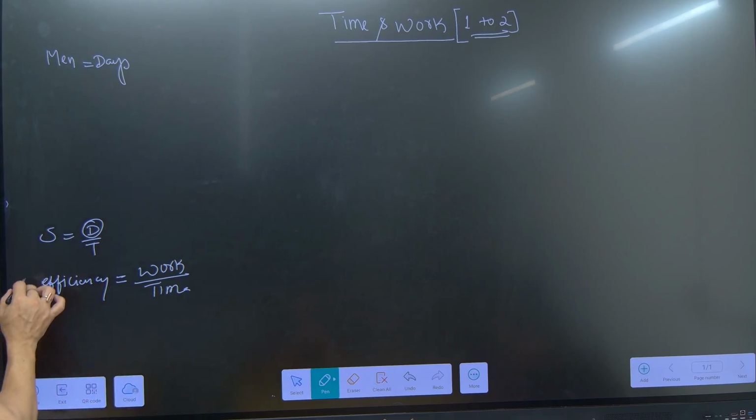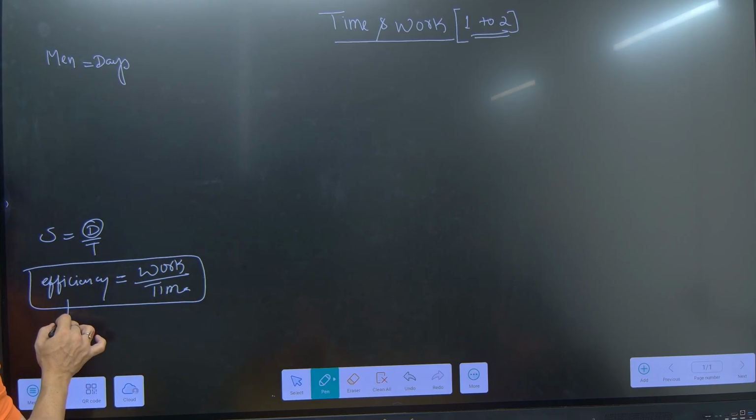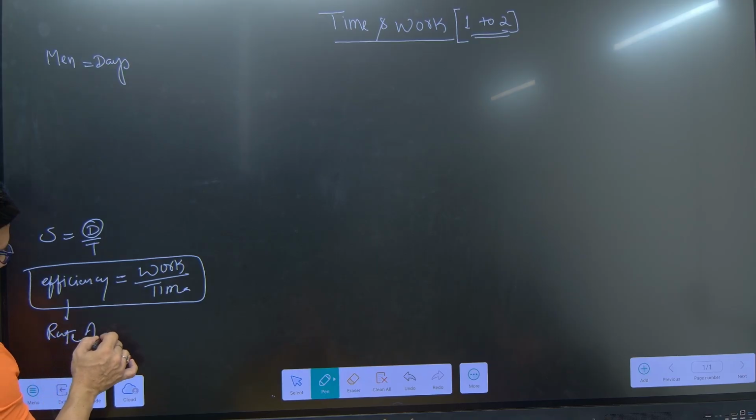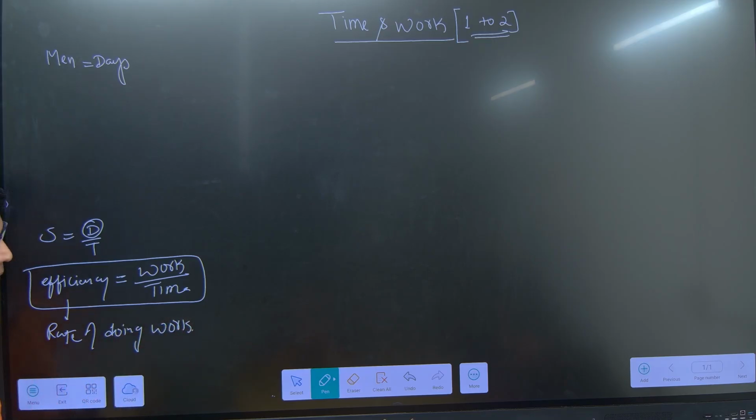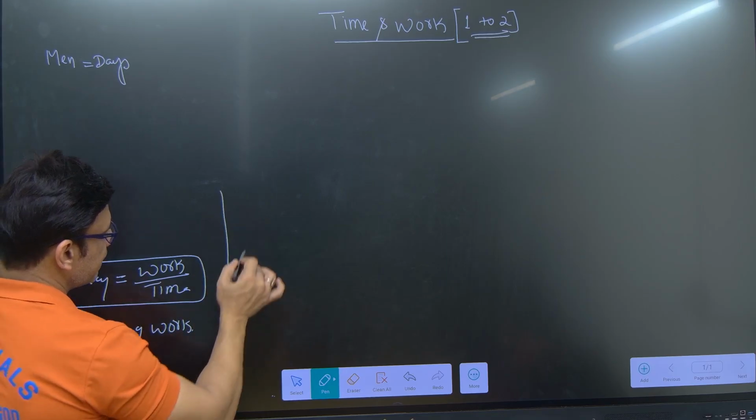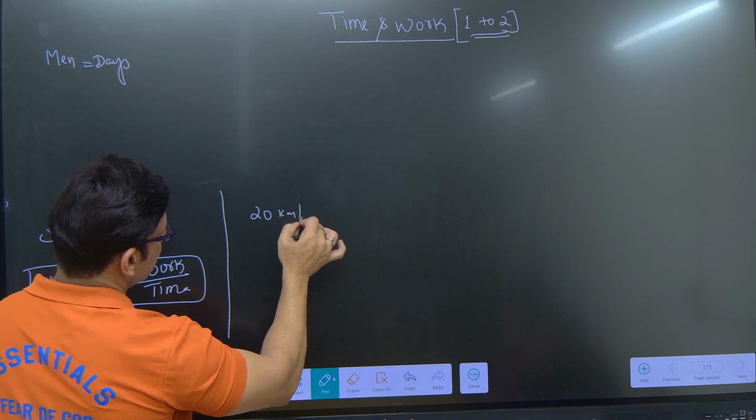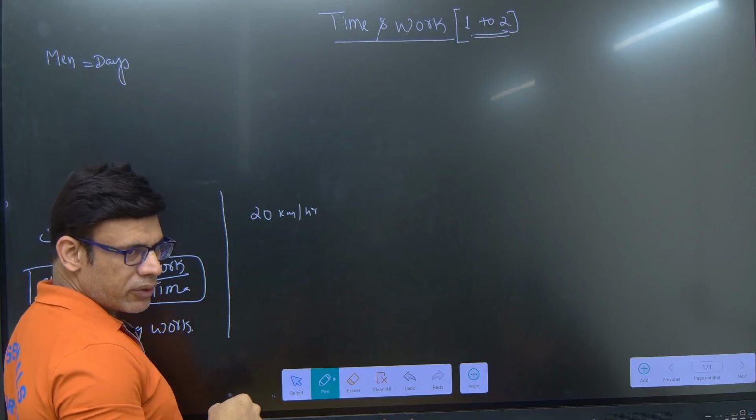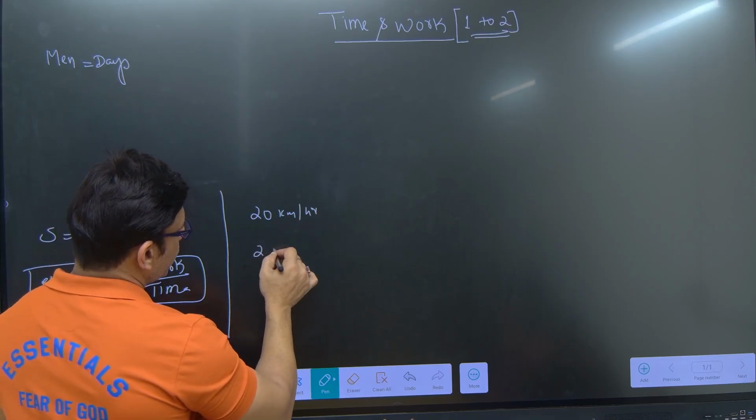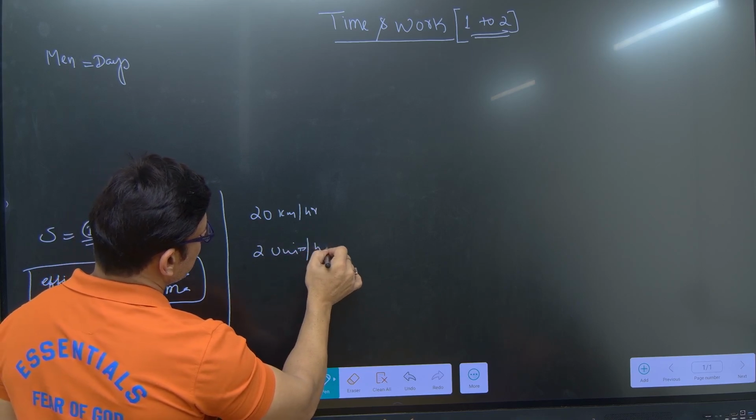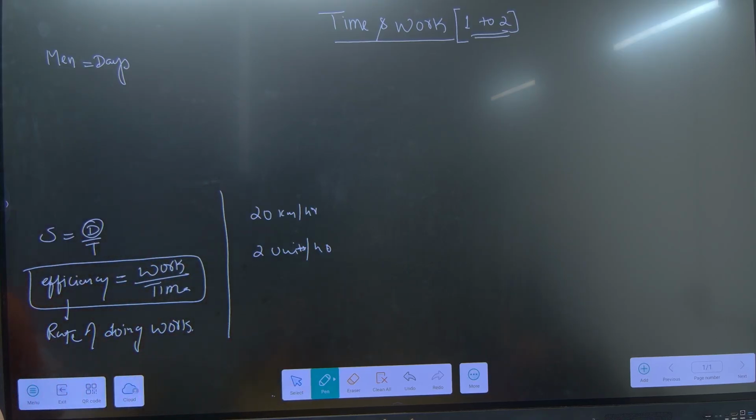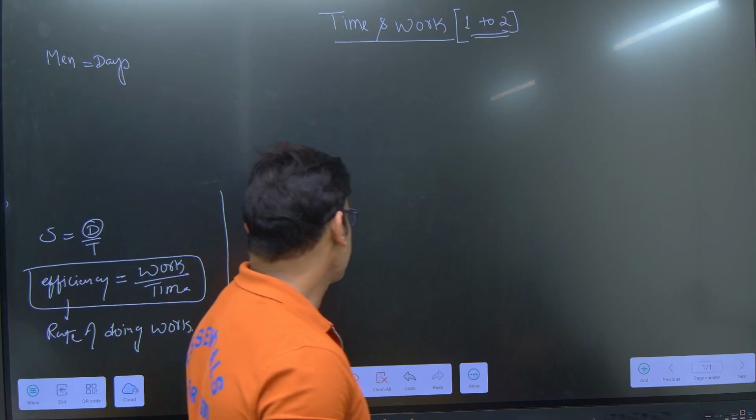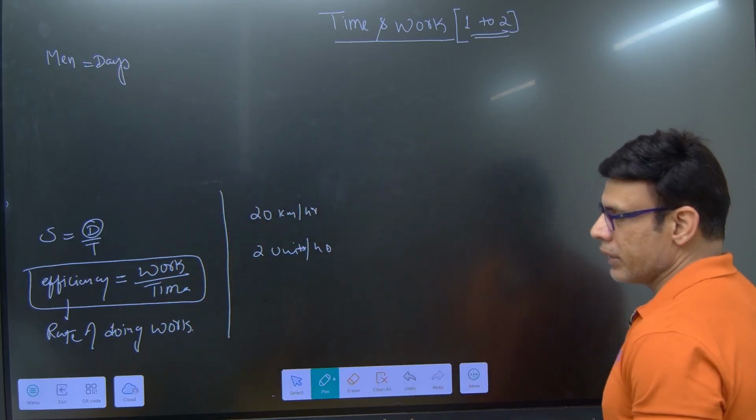First thing you need to know, efficiency is also called rate of doing work. Like in speed, time, distance, say 20 kilometers per hour, right? In case of time and work, you'll say 2 units per hour. Units means some unit of work, maybe you're typing a page, so 2 pages per hour. Could be something like this. Now, what is the concept of men days? Let's try to understand.